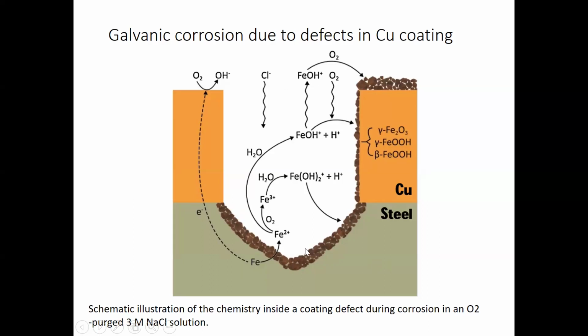At this point, there's a series of other reactions that occur. You have a buildup of different corrosion products. I'm not going to test you on any of that, but this is the basic mechanism: reduction on copper and oxidation on iron.